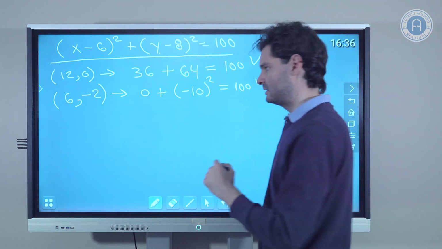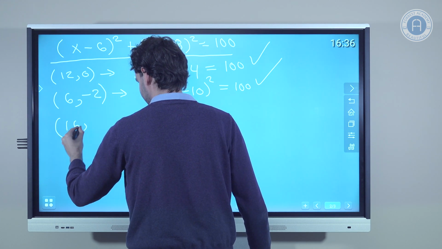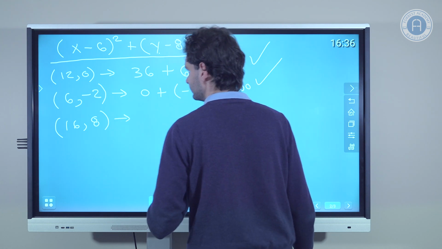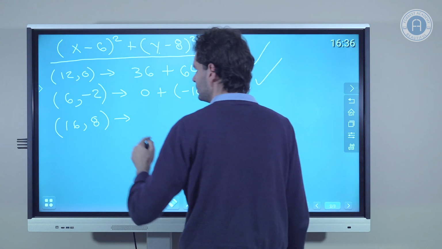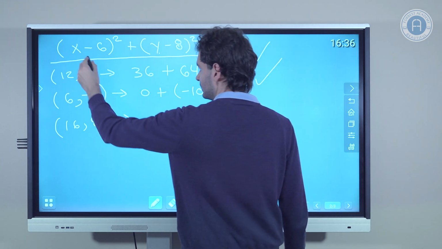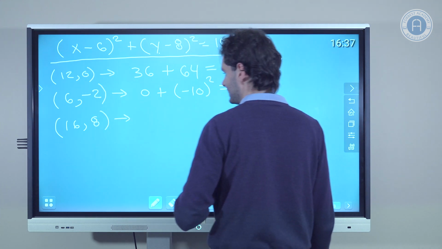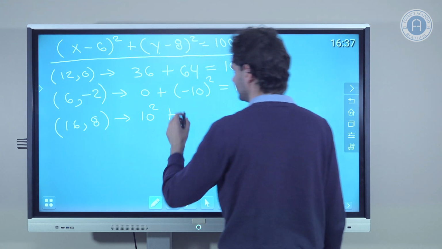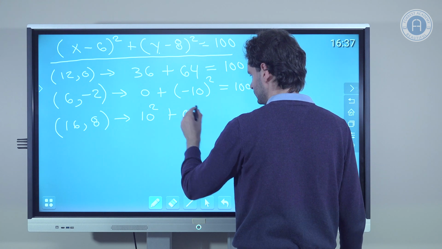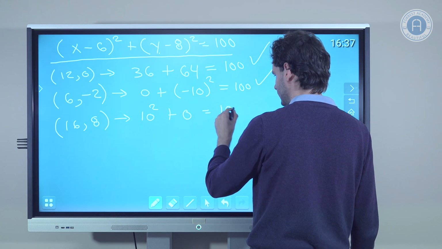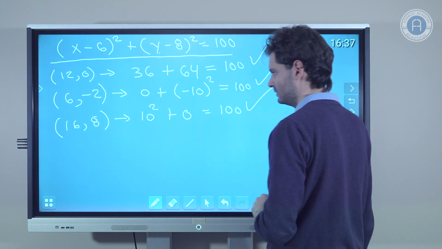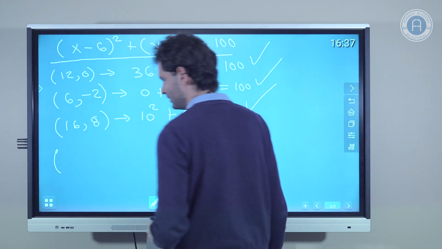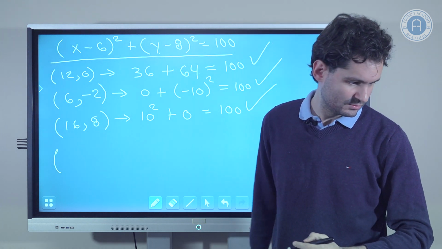The next point is (16, 8). Okay, when x is 16, 16 minus 6 is 10, so we have 10 squared here, plus, when y is 8, then we have 8 minus 8, that's 0, so we have 10 squared, which is 100, and again, that also must be on the circle. And finally, since this is the final point here, this point is the one that is not on the circle. But let's just check it.